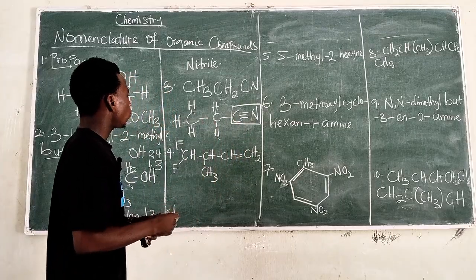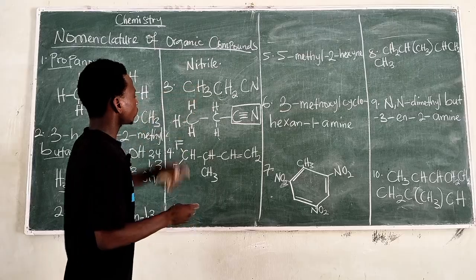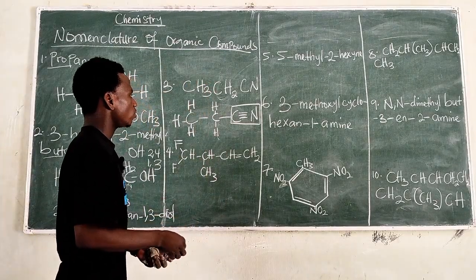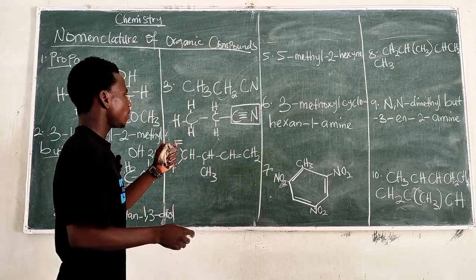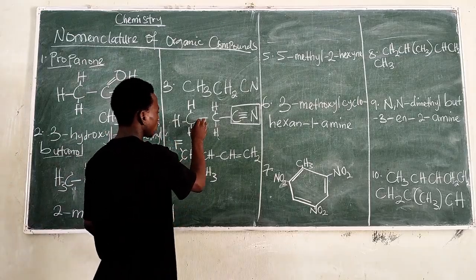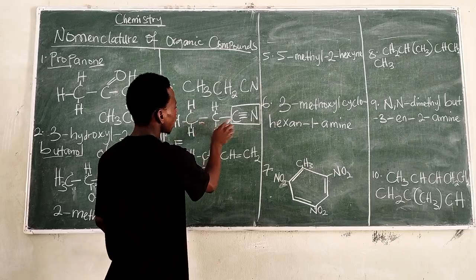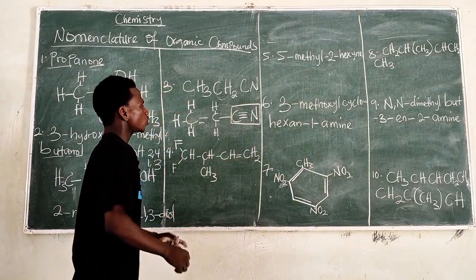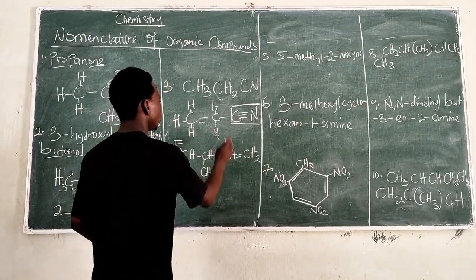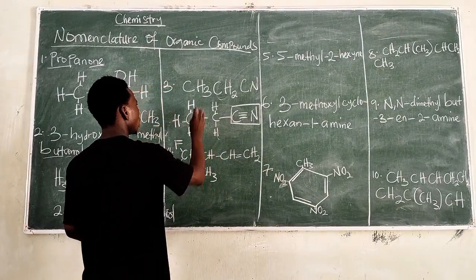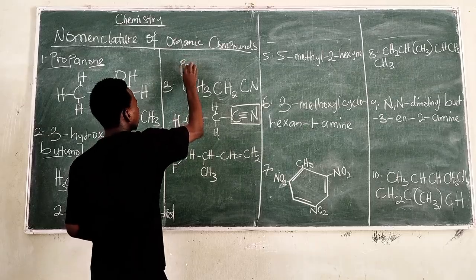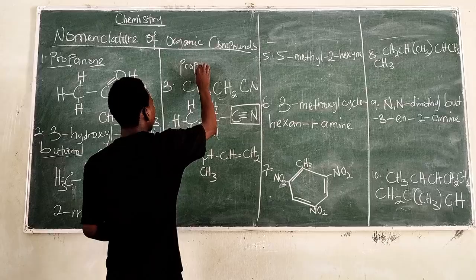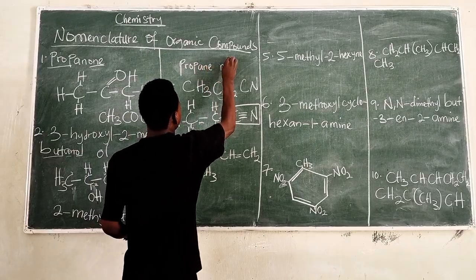So like I said before, when you have a carbon triple bonded to nitrogen, you are going to have a nitrile group. For you to name a nitrile, you count the total carbons that you have, plus the last carbon triple bonded to nitrogen. So the name of this particular compound becomes 1, 2, 3 carbons, which is prop, and then you name it using the alkane pattern. So this is propanenitrile.